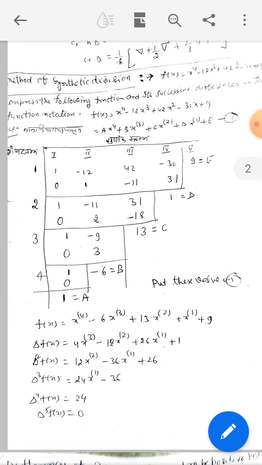In the left-hand side we take 1, multiplied by 1 into 0, 1 into 1 minus 1 into 1, then we take the values of e, d, c and b in 1. So in factorial notation we can write f(x) is equal to x^(4) minus 6x^(3) plus 3x^(2) plus x^(1) plus 9. In factorial notation, simple differentiation. Similarly, we get the first differentiation, second differentiation, forward difference, third forward difference, fourth forward difference and fifth forward difference. So we can write an equation in the factorial notation terms.